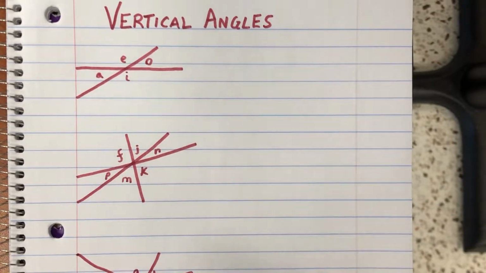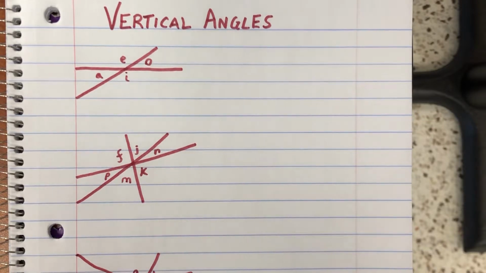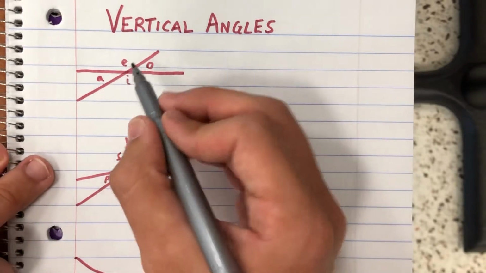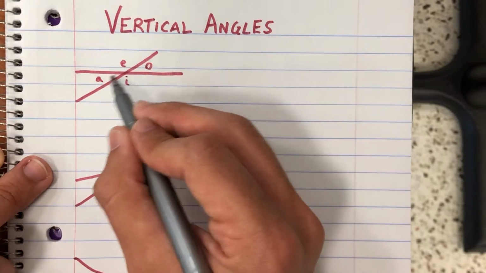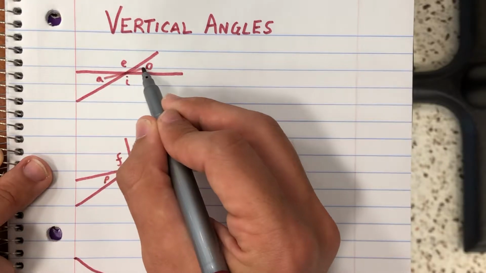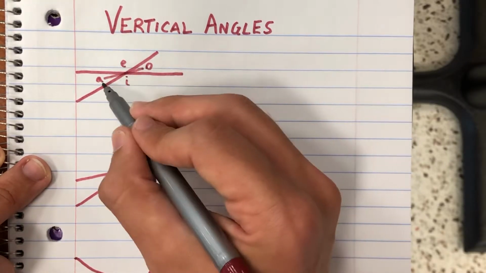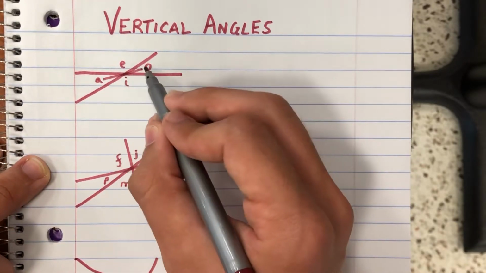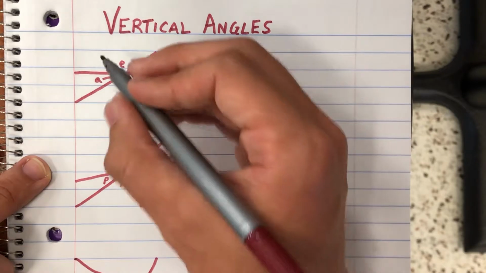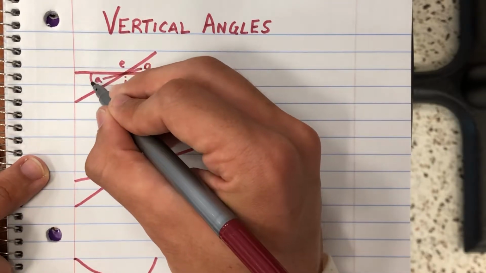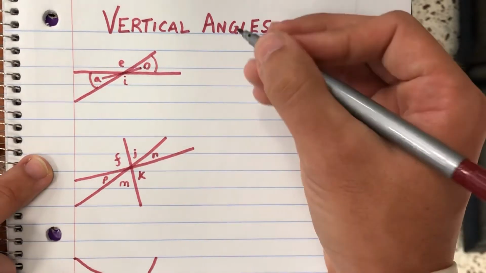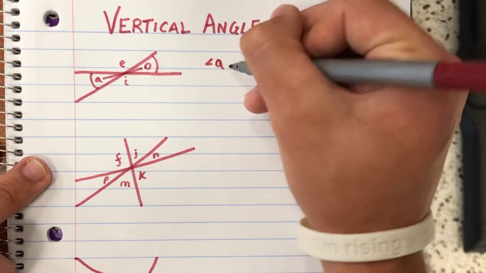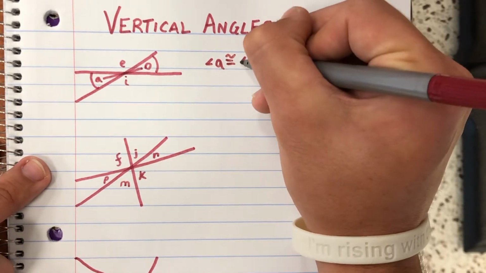So as I like to say, vertical angles are angles that are across from each other, all right? For instance, A is directly across from O. A is next to E and it's next to I, but it's across from O. So we would say that A and O are vertical angles, and that means that they are congruent. I could mark them like this, and I could also write a statement. I could say that angle A is congruent to angle O.